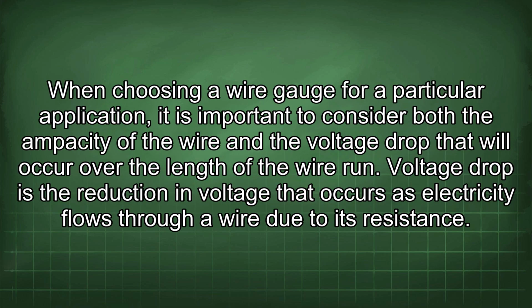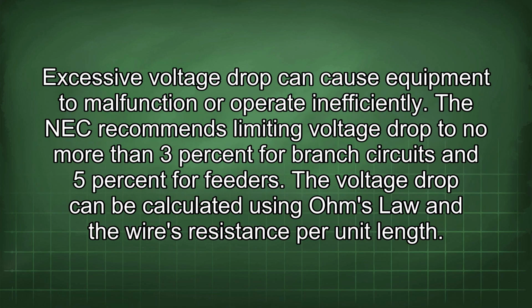When choosing a wire gauge for a particular application, it is important to consider both the ampacity of the wire and the voltage drop that will occur over the length of the wire run. Voltage drop is the reduction in voltage that occurs as electricity flows through a wire due to its resistance. Excessive voltage drop can cause equipment to malfunction or operate inefficiently. The NEC recommends limiting voltage drop to no more than 3% for branch circuits and 5% for feeders. The voltage drop can be calculated using Ohm's law and the wire's resistance per unit length.